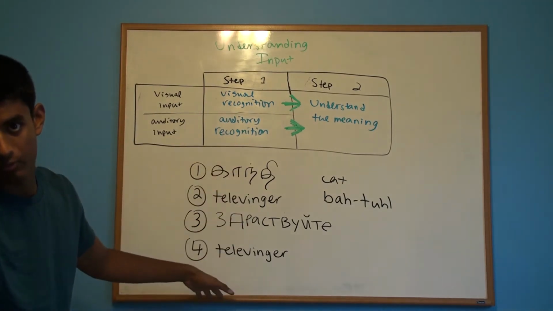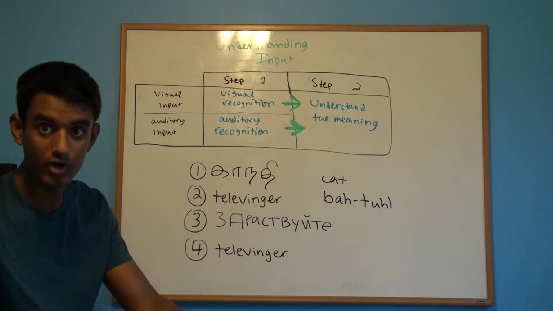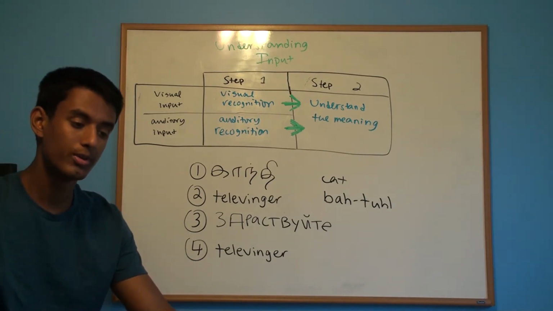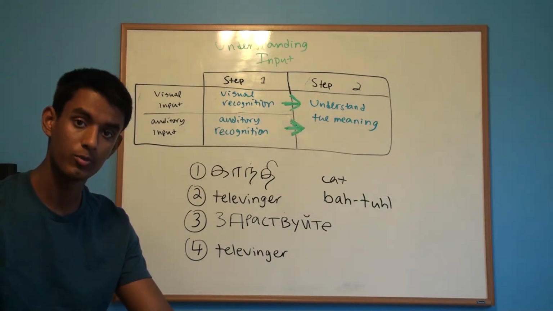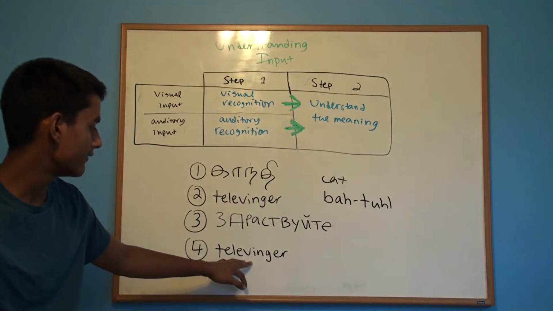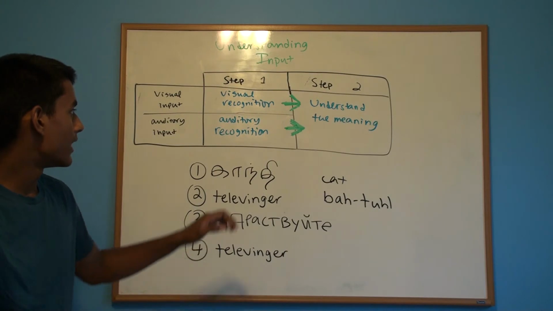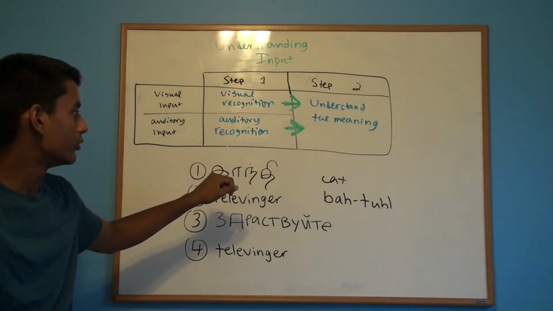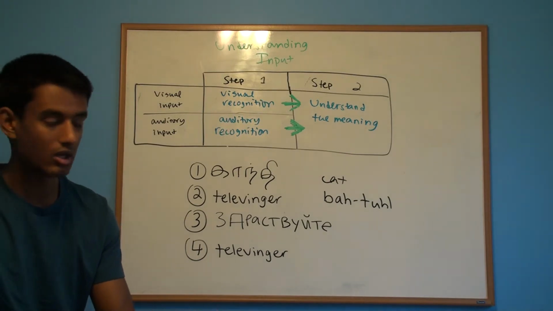However, if you look at number four, if I said to you televinger, you'd be able to recognize the sounds of what you just heard. You'd be able to recognize the phonemes, and you'd probably be able to spell televinger, something like this, thereby completing step one. However, you wouldn't be able to complete step two because you don't understand the meaning of what you've heard.